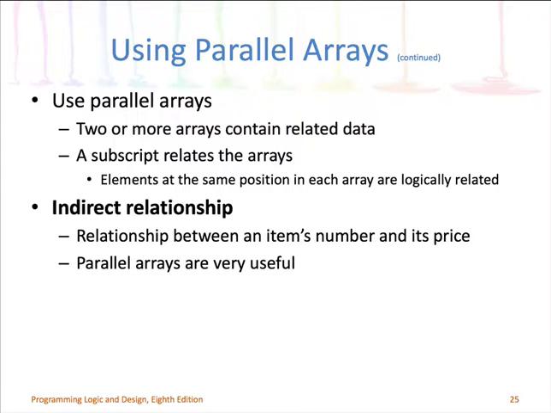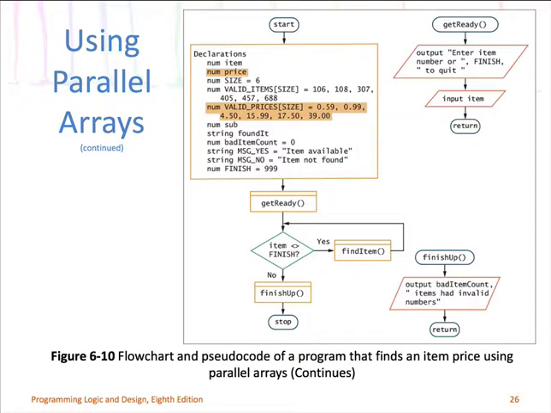The first thing about parallel arrays we've already discussed. There's no direct relationship. We can't do something like, the part number, the price is 2 times the part number or something like that. That very rarely are we going to find a direct relationship for something like that. So we use parallel arrays to do the association, in this case item number to price.